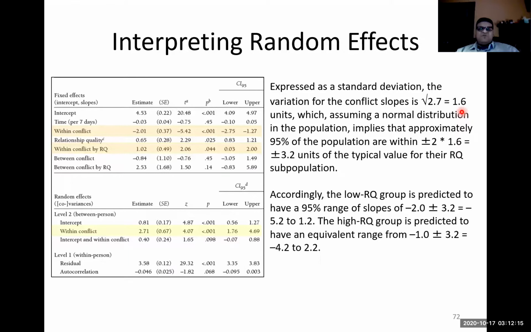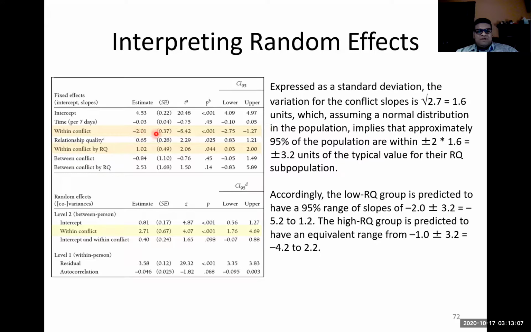And the random effects are assumed to have a normal distribution, which is why if we take the square root, we get a standard deviation. And we can actually have plus or minus 2 of those standard deviations to create essentially a prediction interval of where approximately 95% of the slopes in the population fall. So basically, it would be between plus or minus 3.2 units around this -2 coefficient is where approximately 95% of the slopes would be expected to be found in the population.